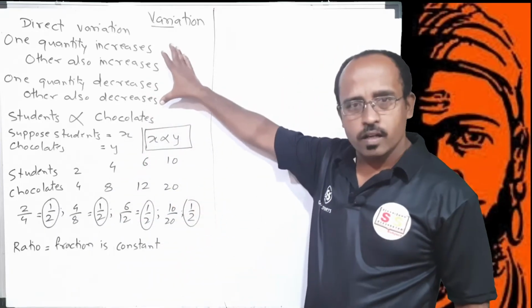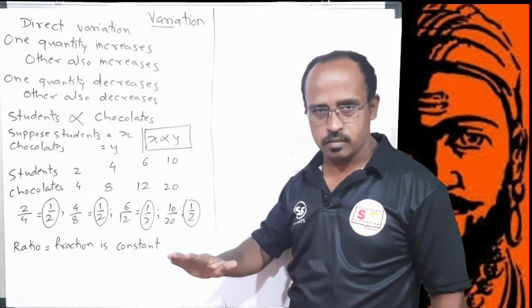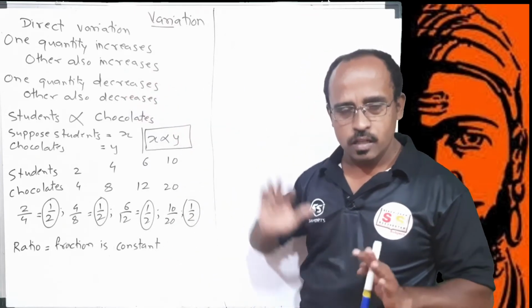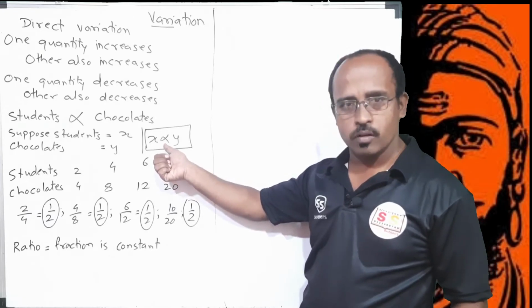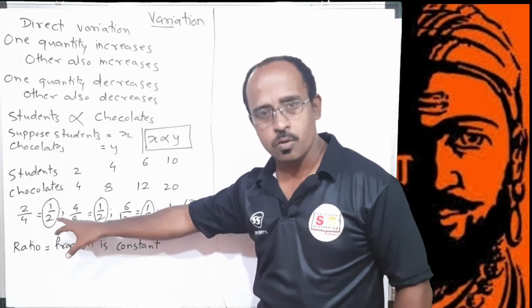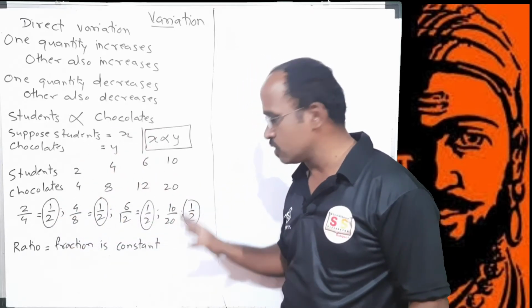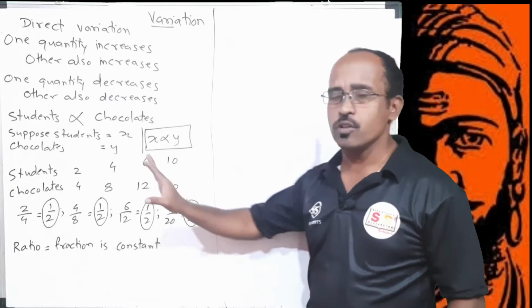So students, what did we learn? We learned that in direct variation, if one quantity increases, the other increases. If one quantity decreases, the other decreases. We learned how to write direct variation with the help of the symbol alpha. And in direct variation, the ratio, meaning the fraction of two quantities, is constant. Now based on this, we have to write the equation of direct variation.